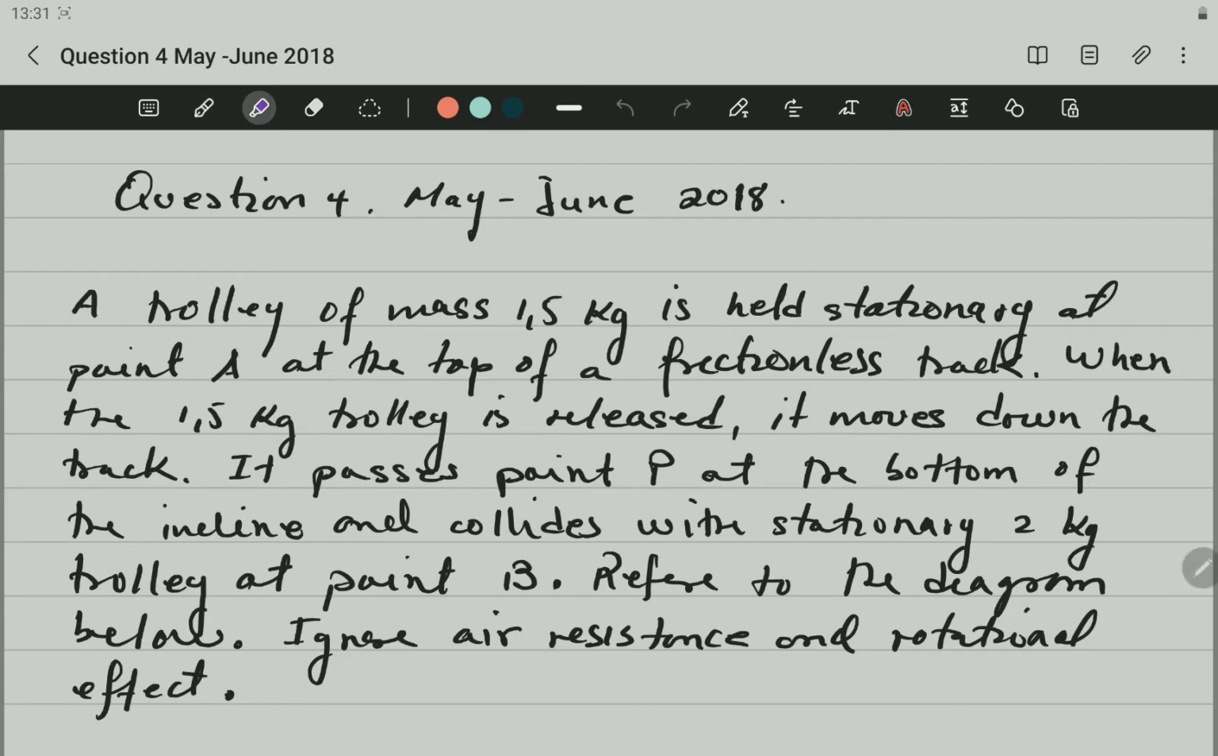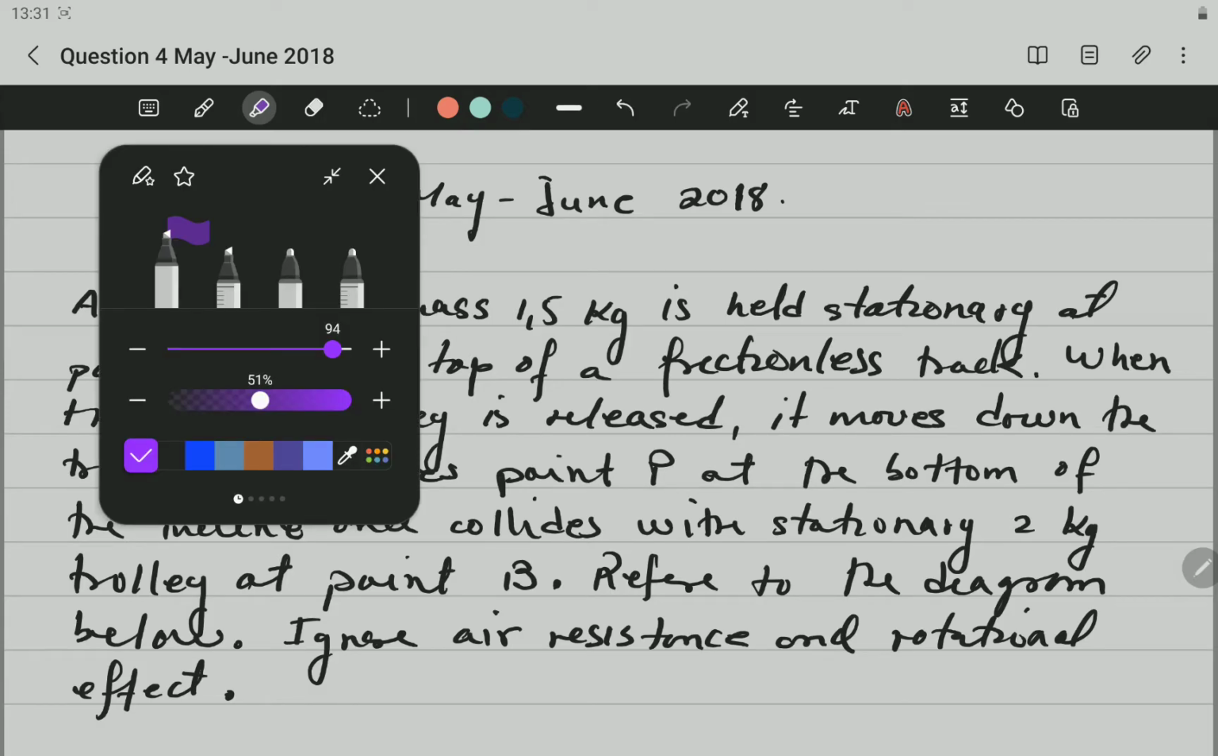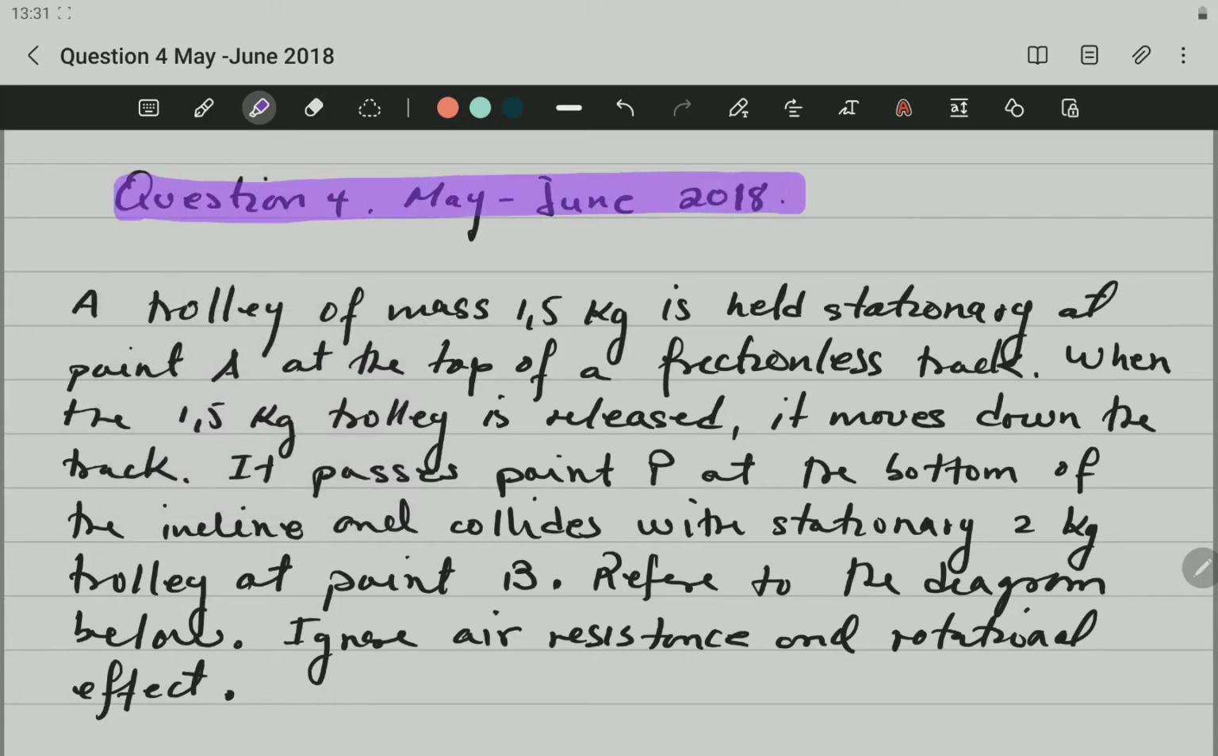This question was question 4 from May-June 2018. Let's just fix that one. So, question 4 from May-June 2018.